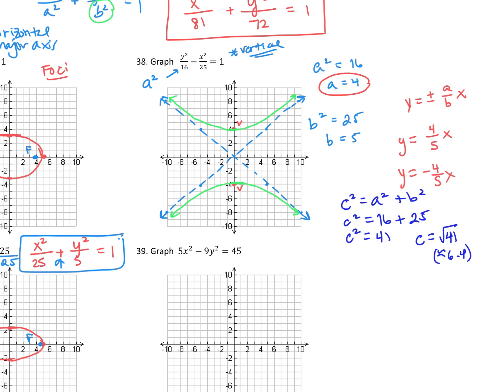So your foci go on the same axis as your vertices. We're going to go 6.4 units away from the center, the origin. So if we go up 6.4 units, put an F next to that to indicate the foci, and then from the origin, we're going to go down 6.4 units for the other foci, the other focus. All right, so there's a nice looking hyperbola.